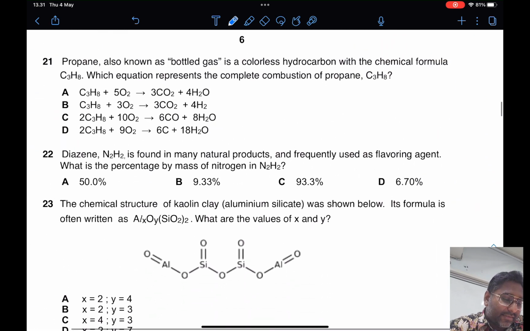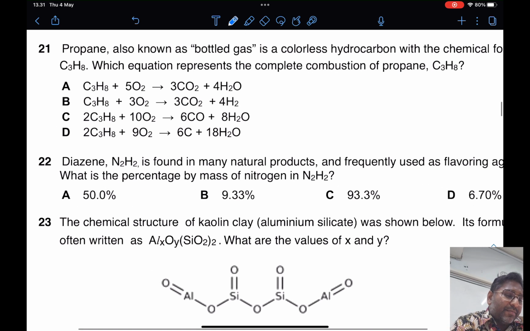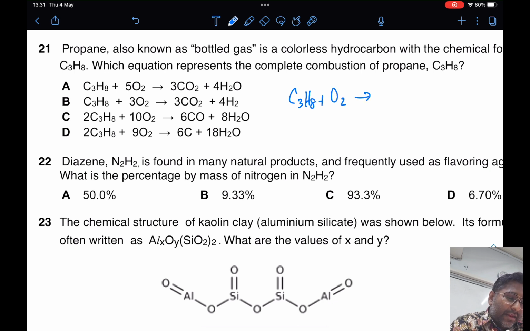Okay, now next, propane, also known as bottled gas, is a colorless hydrocarbon with the chemical formula of C3H8. Which one is the equation that represents the complete combustion of propane? If you look at C3H8, when you have oxygen, they will give you carbon dioxide and water. So you can eliminate some of it. Complete combustion, this is wrong.